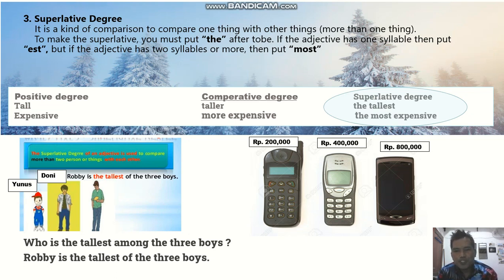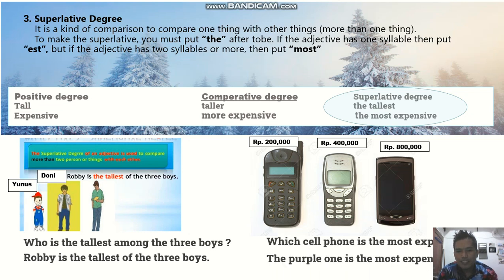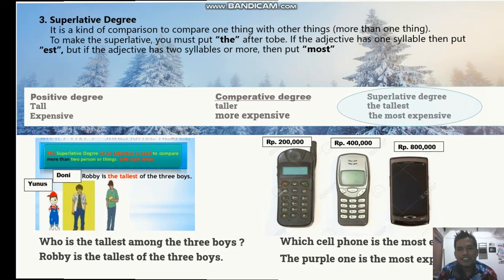So what about the three cell phones over here? There are three cell phones here. You can see them on your screen. This is the oldest, this is a bit old, and this is a bit modern. So look at the price over here. Each cell phone has a different price. So the purple one is the most expensive. This is the way we say that in a sentence. The purple one is the most expensive. Okay, students, you got it.